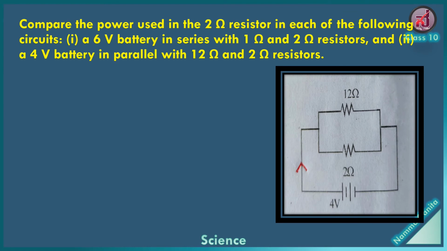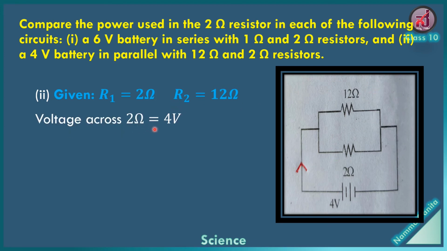Now consider the second case. Here 12 ohm and 2 ohm are connected in parallel with the 4 volt battery. Given R1 is equal to 2 ohm, R2 is equal to 12 ohm. Voltage across 2 ohm is 4 volt.